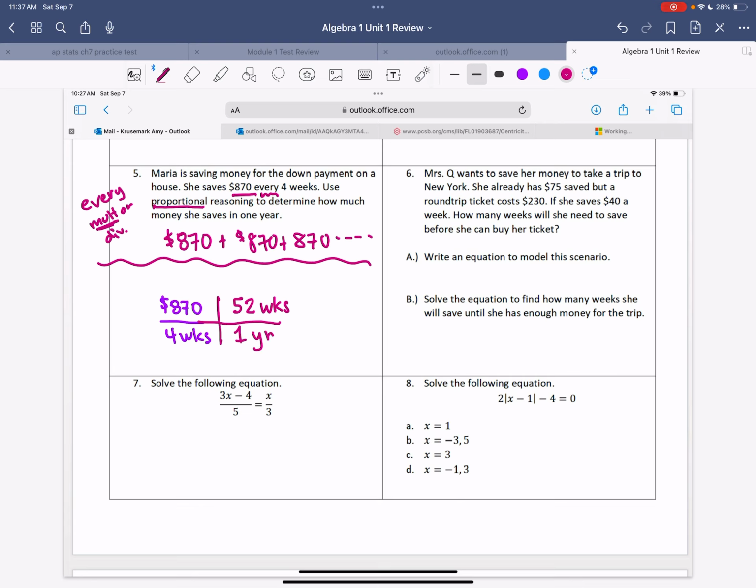And this will be wonderful because it says how much does she save in 1 year? So weeks would cancel and we'd multiply the numerators and we'd divide by the denominator to get our answer. So crunching this in our calculator, 870 times 52 and then divide by 4. We get, wow, she's got quite a bit saved up. Good for her, right? That's how much she's saving per year.